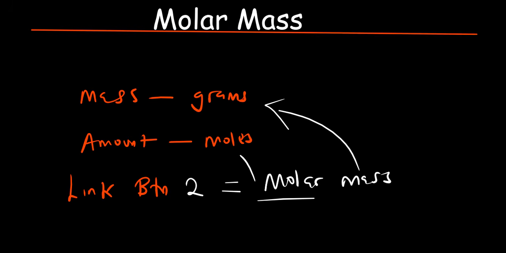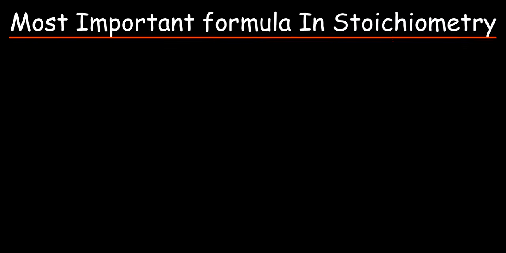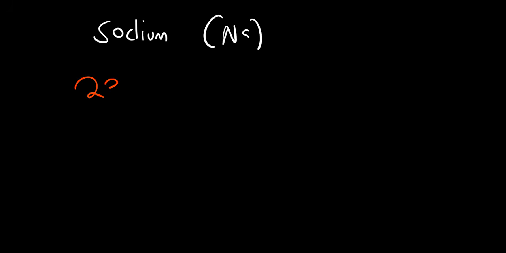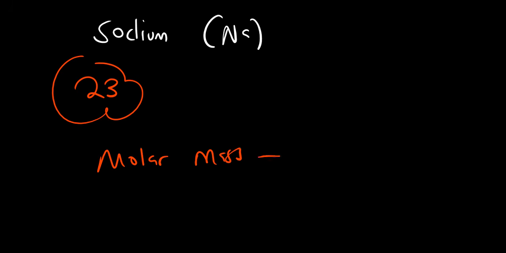Now, you can get your molar mass from the periodic table. For example, if I take sodium as an element, sodium is Na. From the periodic table, its atomic mass is about 23. That's its mass. So what will be its molar mass? The molar mass will just be 23 grams per mole. So that is easy. What if we're talking about water?